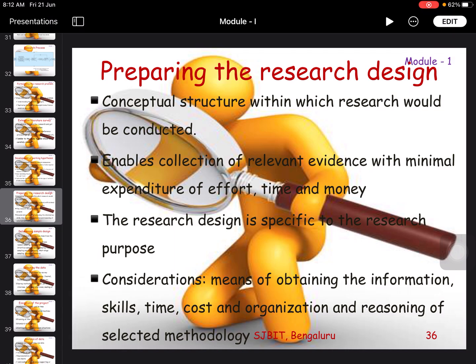Preparing the research design needs a conceptual structure within which research is to be conducted, and it gives the relevant evidence with minimal expenditure. The research design is specific to the purpose of research that will be conducted. It also means obtaining the information which is good enough to give a good reasoning, as well as it has an impact on skills, time and cost.